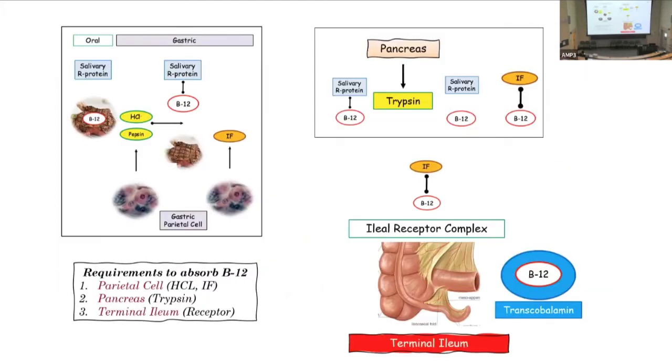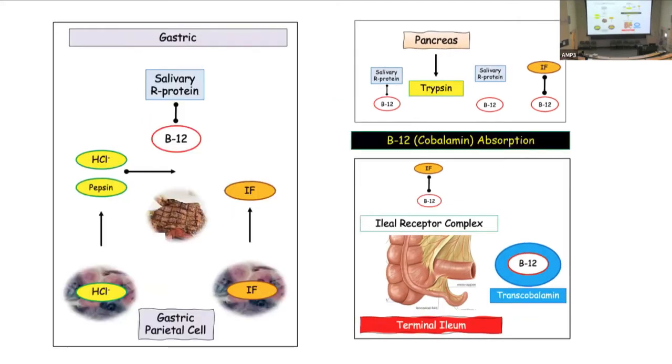Lastly, the whole thing then heads down to the terminal ileum, where there's a receptor, the ileal receptor complex, where B12 is absorbed, intrinsic factor is released, and B12 travels in the circulation, attached to its carrier, transcobalamin, off to the liver, and ultimately to the bone marrow. That's the story. All right, so that's B12 cobalamin absorption.